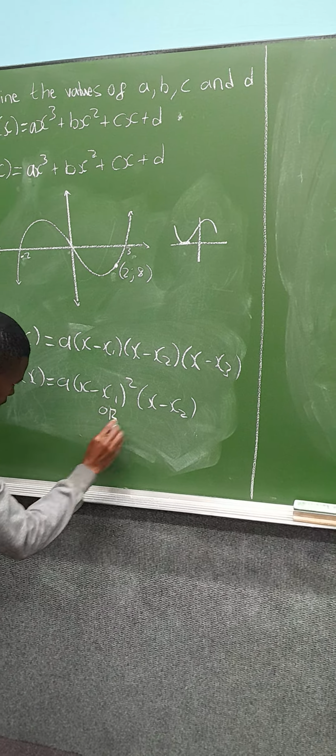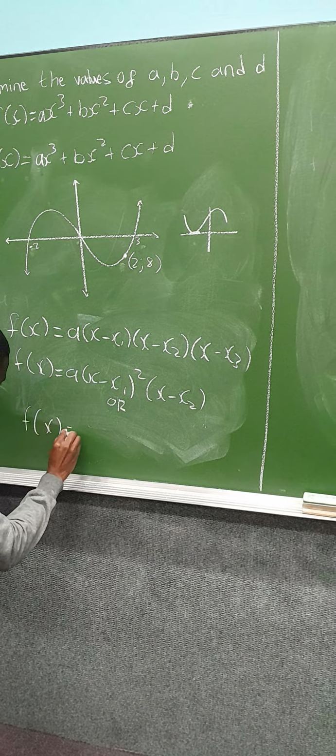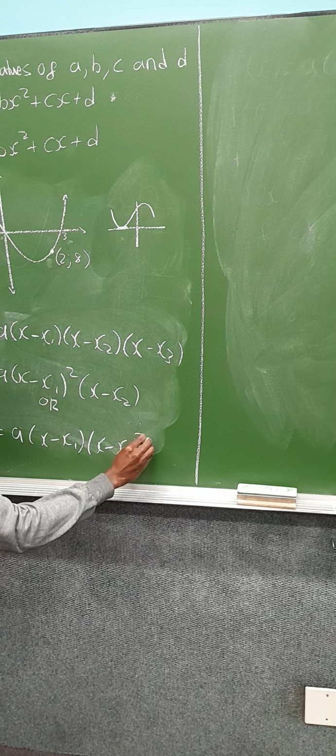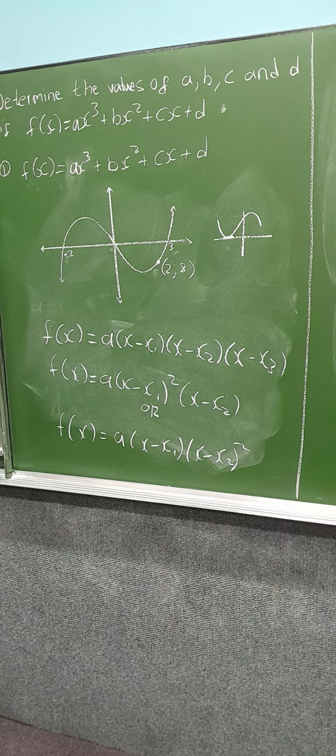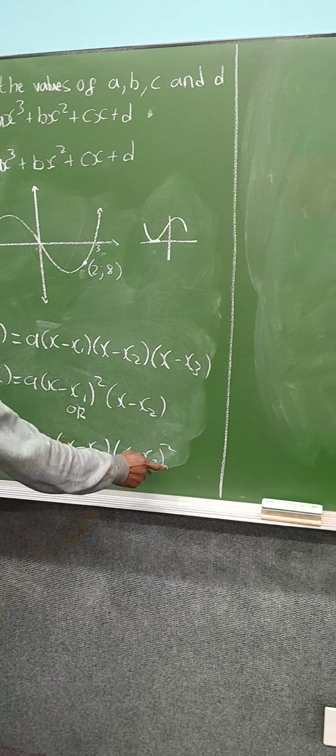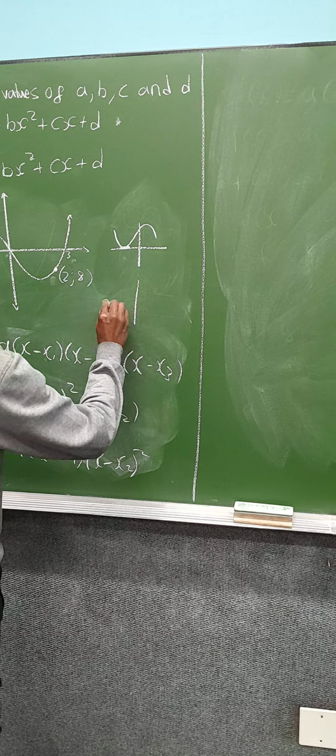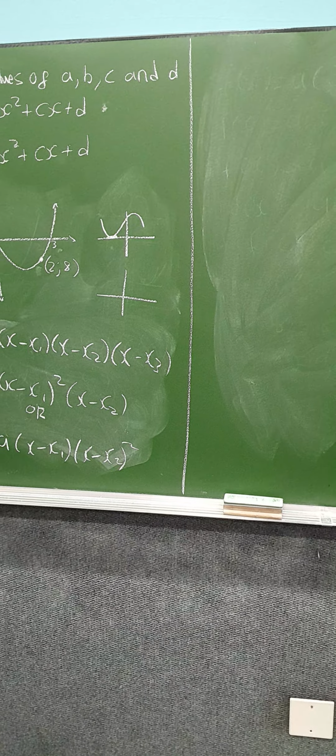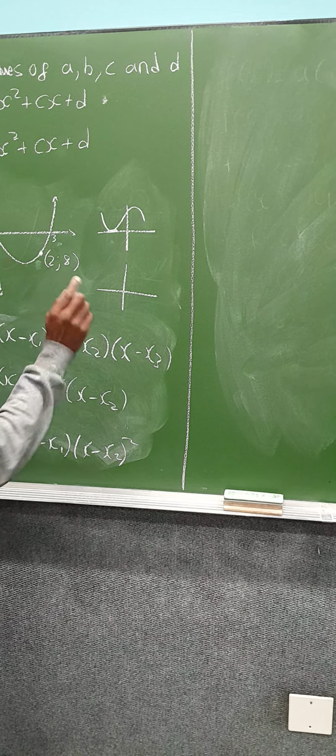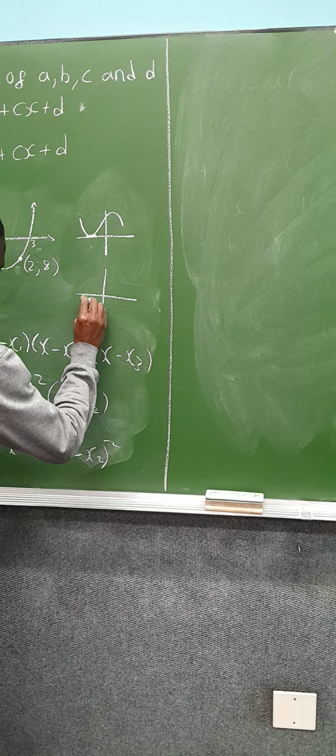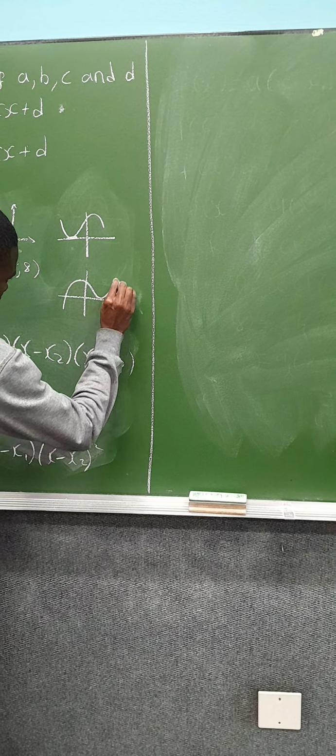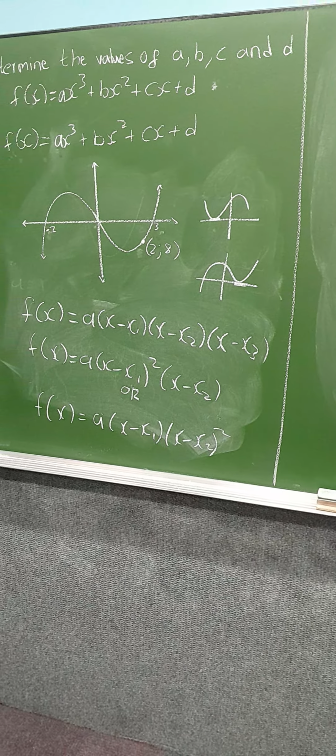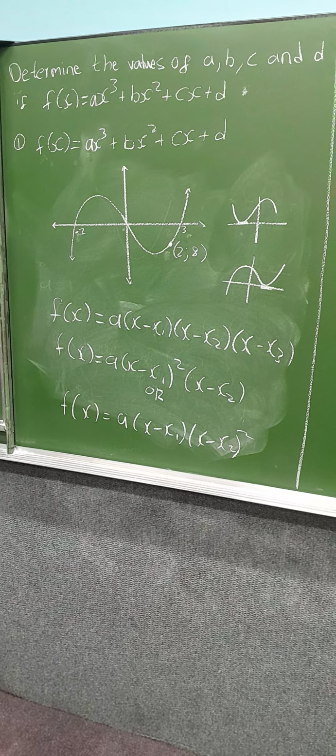Or it can look like this. We can also have f of x equals a into x minus x1 and then x minus x2 squared. Instead of x minus x1 squared, now we have x minus x2 squared. So why do we have x minus x2 squared? Because instead of the first turning point being shared with the intercept, it can be the second turning point. Let's say it can look like this. This is the second turning point that is now being shared with the x-intercept. So that's why now we have x minus x2 squared.